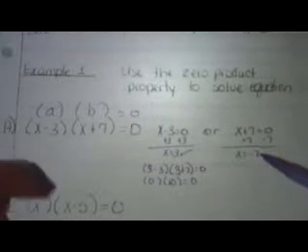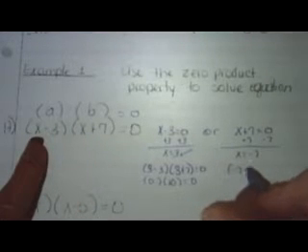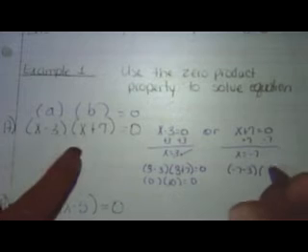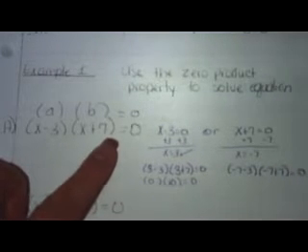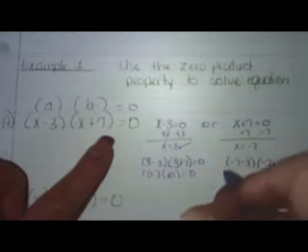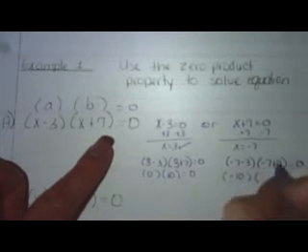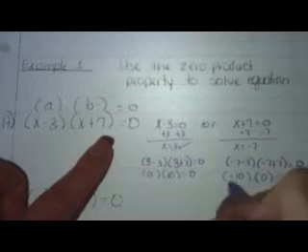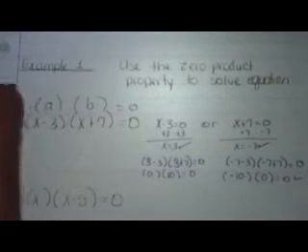Now let's try it if x is negative 7. So I'm going to plug in negative 7 for each of my x's. So I'm going to have negative 7 minus 3 times negative 7 plus 7. Does that equal 0? Negative 7 minus 3 gives me negative 10. Negative 7 plus 7 is 0. Negative 10 times 0 does equal 0. So here's your correct solution. So your two solutions are 3 and negative 7.